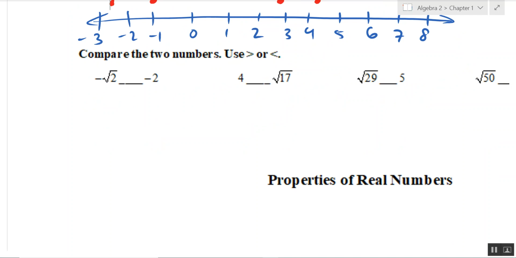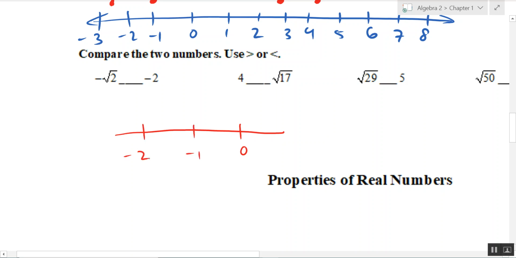All right, this next piece is a little bit harder than meets the eye for some people. It says compare the two numbers, use greater than or less than. And always remember, if you're putting these in, it eats the bigger number. What you want to think about is if we put these on a number line, which one would be on the left, which one would be on the right. If I'm going to put this first group here, I'm going to say that this is -1 and this is -2. -2 is over here, and -√2 is about -1.4.